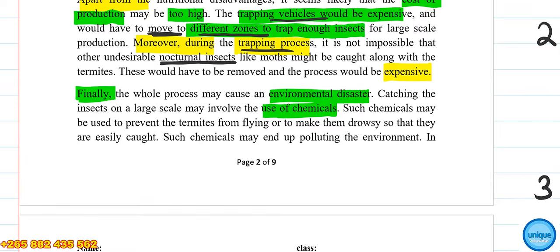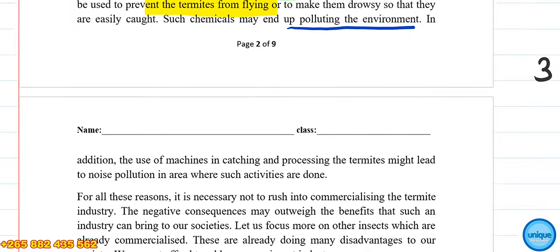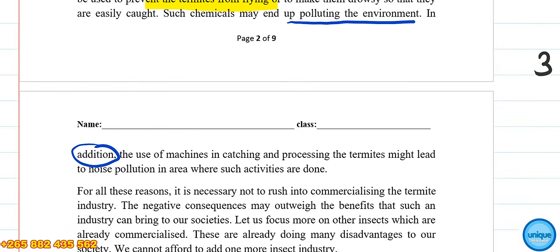So such chemicals, akamba zama chemicals omwe aja ntchito yawo kuti amagwiritsira ntchito to prevent termites from flying. Komano mukapanga zanuzo aona kuti those chemicals may end up polluting the environment. In addition, the use of machines in catching and processing the termites might lead to noise pollution. So machines may lead to pollution in areas where such activities are done.